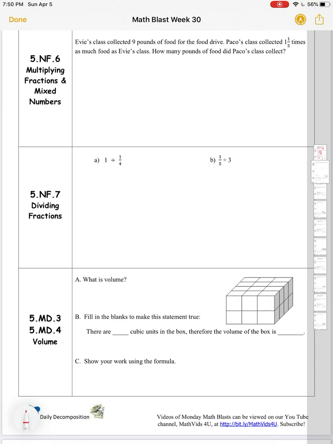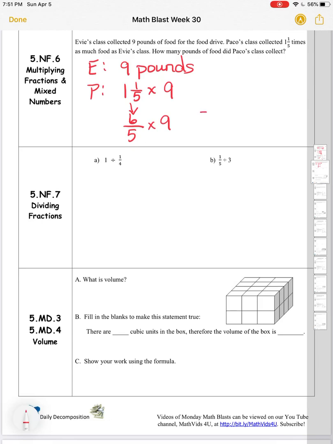So in this case, I know that Evie's class collected 9 pounds of food. And then we have Paco, whose class collected 1 1/5 times as much as Evie's. So 1 1/5 times those 9 pounds. I could change 1 1/5 to an improper fraction. Well, 1 whole is 5/5 plus another 5th would be 6/5. And I can multiply that by 9. And I know 6/5 times 9 is just repeated addition of 6/5. It's going to be 6/5 repeatedly added 9 times.